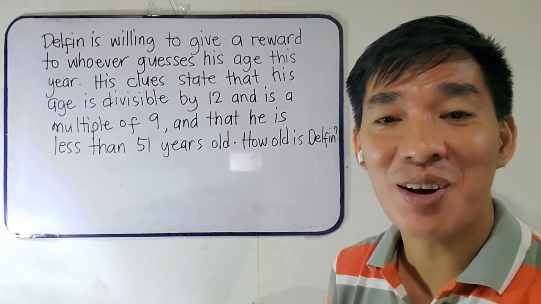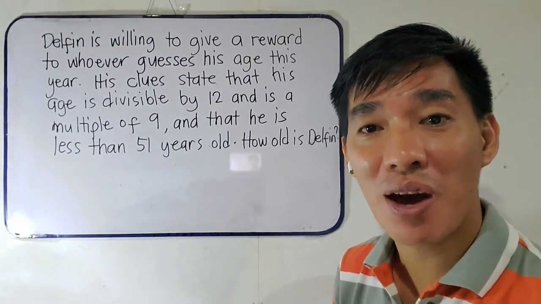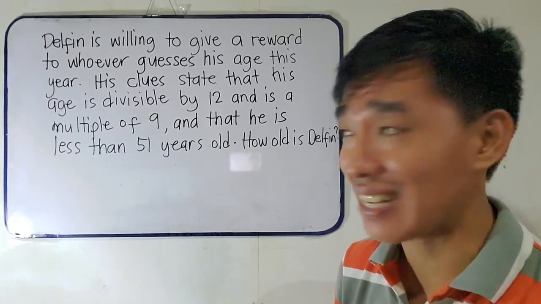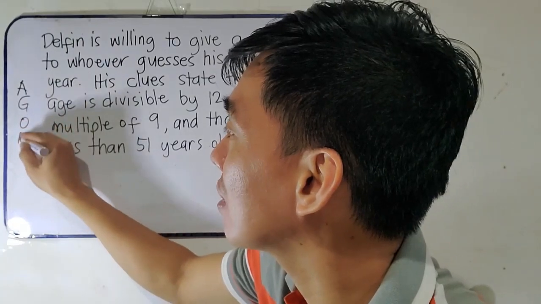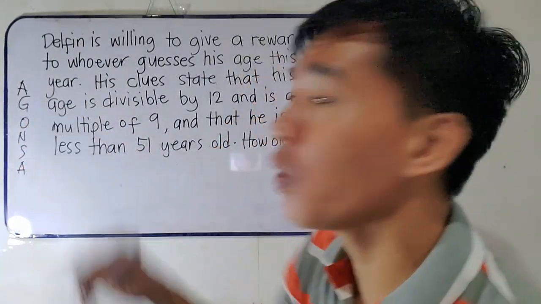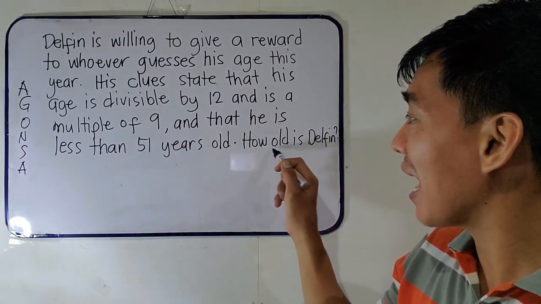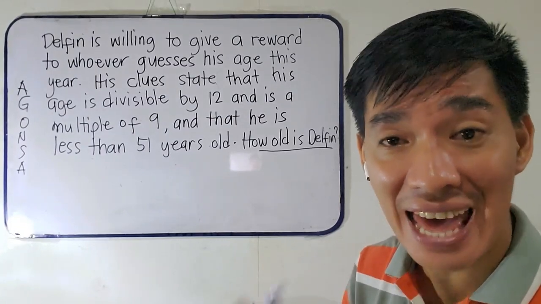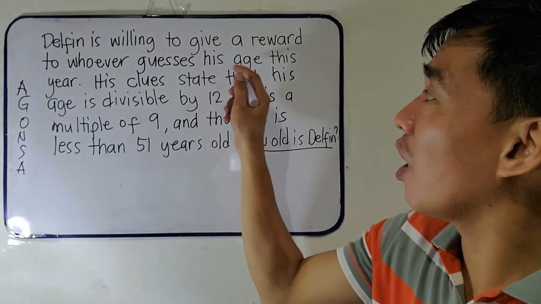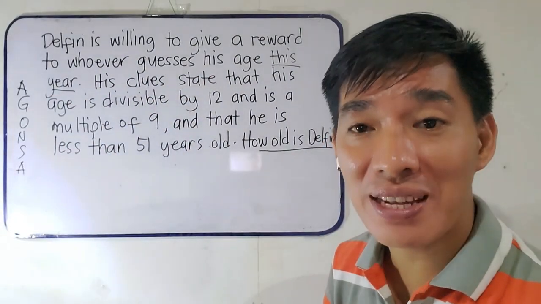Let us now solve the problem. According to Polya, the first step that you have to do is know what is asked. What is asked in this problem is the age of Delphine now, the age of Delphine this year.